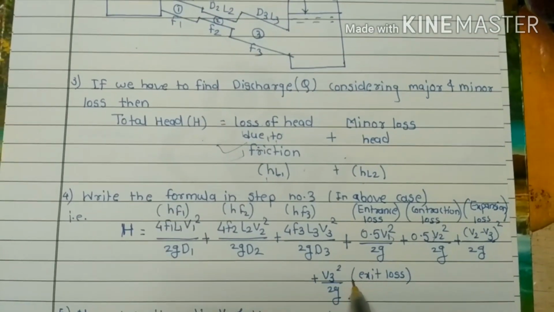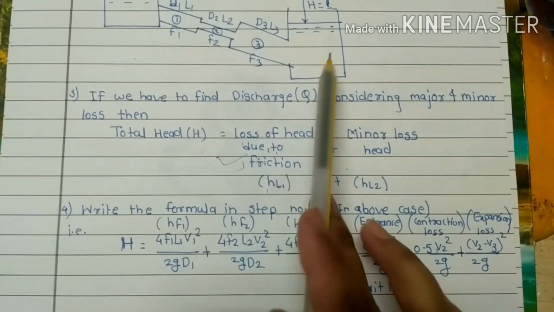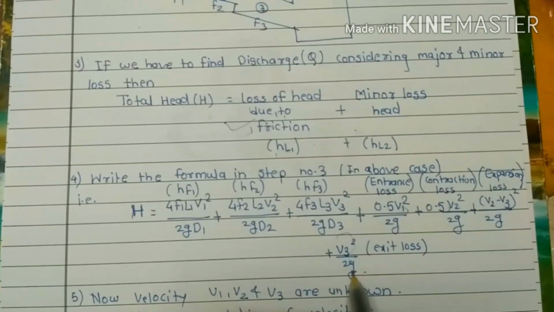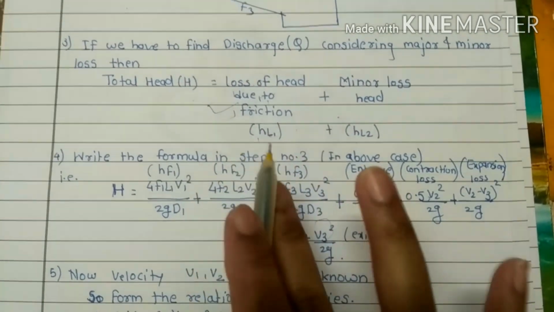And lastly, the exit loss. Exit is in pipe 3, so it is quite normal that we have to consider the velocity V3 square upon 2g. So this is the simple formula we have written.